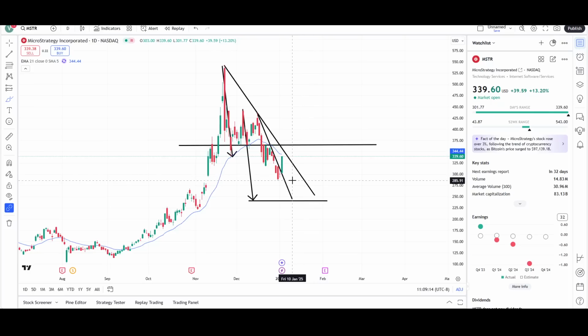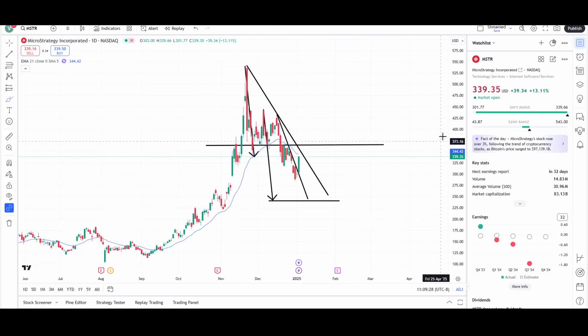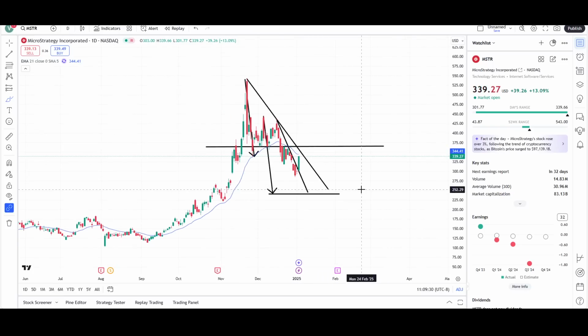I can't confirm it with high certainty unless we get back above the 360 level, because that was the prior support. Now it's resistance. So we need to break above that level and confirm it as support, or at least trade away from it, and then we could trade higher. So overall, this is a good sign. I am bullish long-term on MicroStrategy and Bitcoin. I believe it will continue higher.